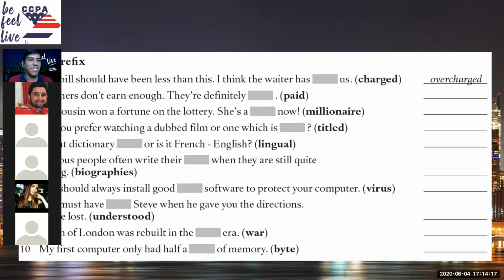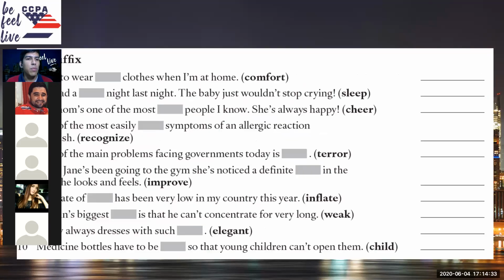Okay, number 3, right? My cousin won a fortune on the lottery. She's a multimillionaire. Multimillionaire. Okay, great. Thank you, Macarena. Great job. Now let's move to the suffix part.